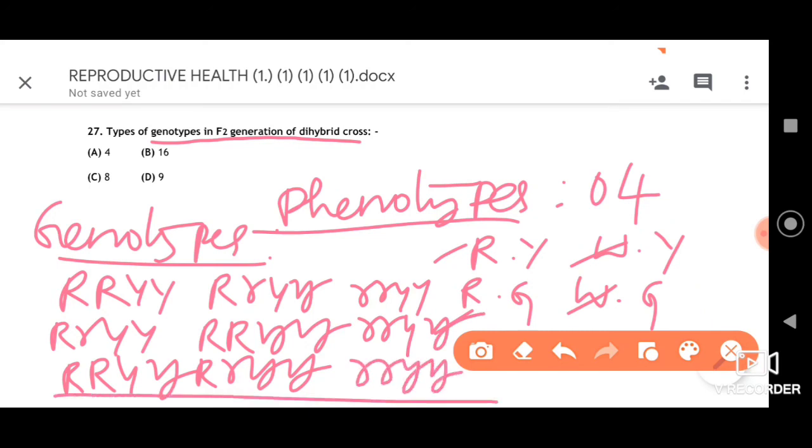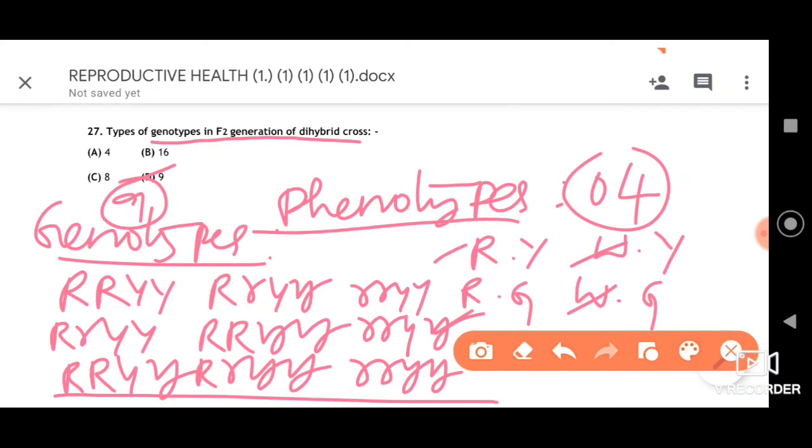You can just observe that there are a total of 9 genotypes and 4 phenotypes in the F2 generation of the dihybrid cross, my dear friends. So, among the given options, the answer is what here? Types of genotypes: totally 9 genotypes have been obtained in the F2 generation of a dihybrid cross.